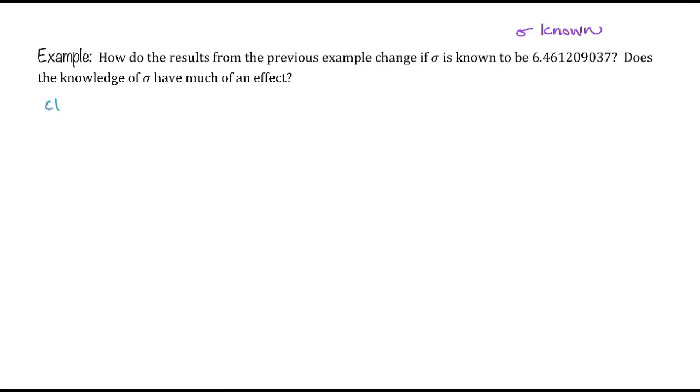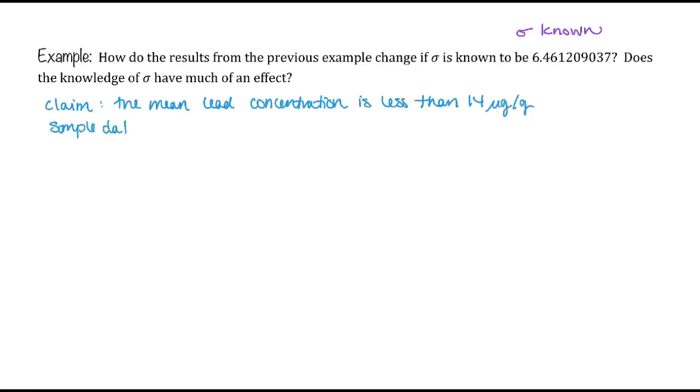The claim remains the same, and our sample data is the same. We also have the same null hypothesis of mu equals 14 and the same alternative hypothesis that mu is less than 14. The game changes as soon as we get to step 2.